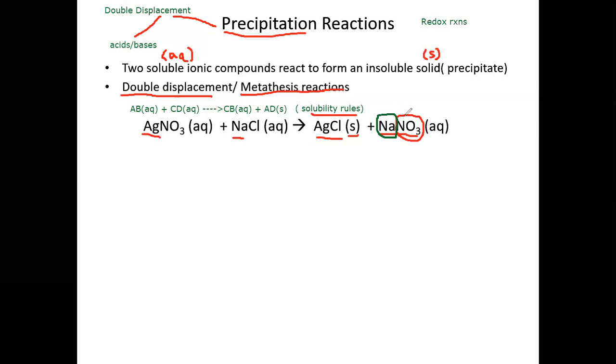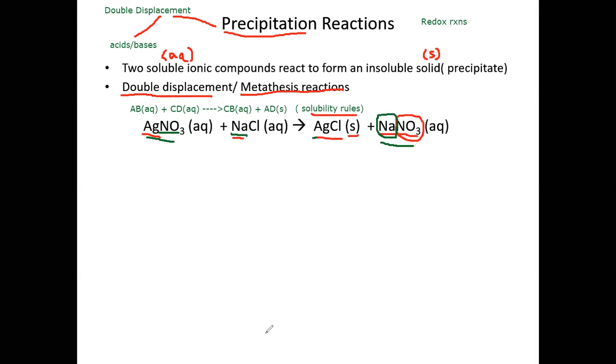The first tip is all nitrates are soluble regardless of the cation. You're just looking for NO3. If you see NO3, automatically you know it's soluble. The other tip is that all compounds with a group 1 cation are soluble. And so that's why sodium nitrate is a soluble salt, and that's why silver nitrate is soluble, because it contains the nitrate anion. Sodium chloride is soluble because it contains the sodium cation. And silver chloride, we'll look at the rules in just a little bit, but silver chloride is insoluble.